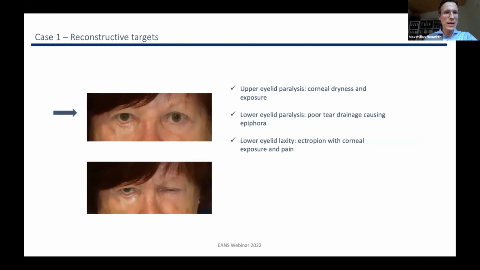So we set up the reconstructive targets, and we had 2 targets for surgery: the upper eyelid, because upper eyelid paralysis leads to corneal dryness and exposure and can lead to ulceration, and also the lower eyelid, because lower eyelid paralysis causes epiphora due to poor tear drainage, but also causes some ectropion with corneal exposure again. So my targets were the upper lid and the lower lid.